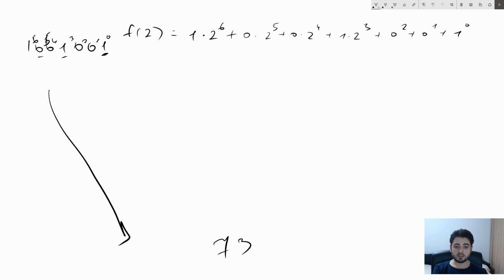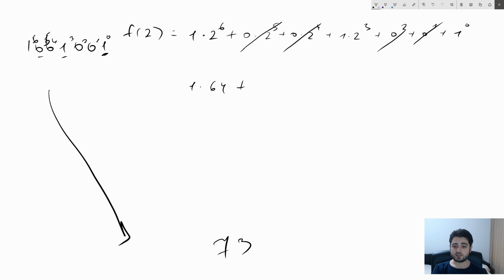So 2 to the power of 6 is 64 plus, and notice that 0 multiplied with anything is always 0, and adding a 0 to something is basically useless. So everything that has a 0, we can just strike through. And this is not only for the binary system, this is for every system.